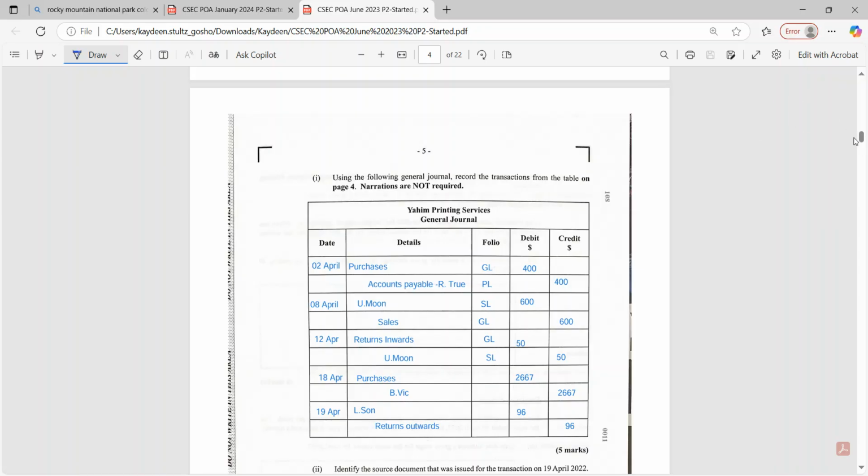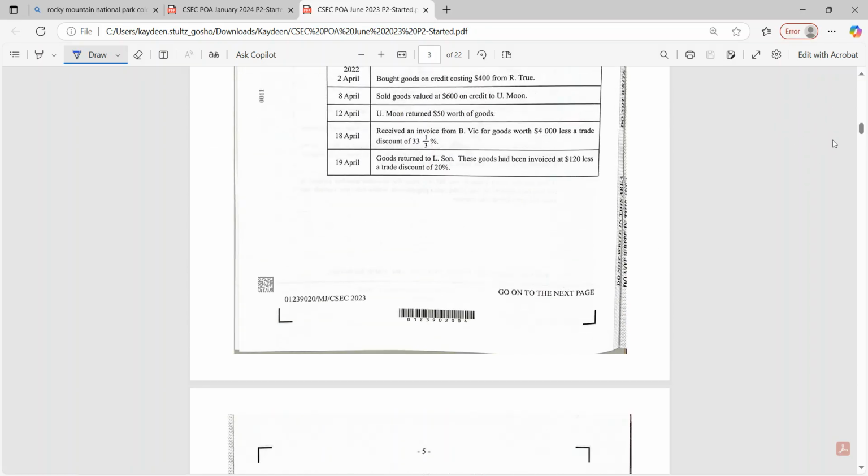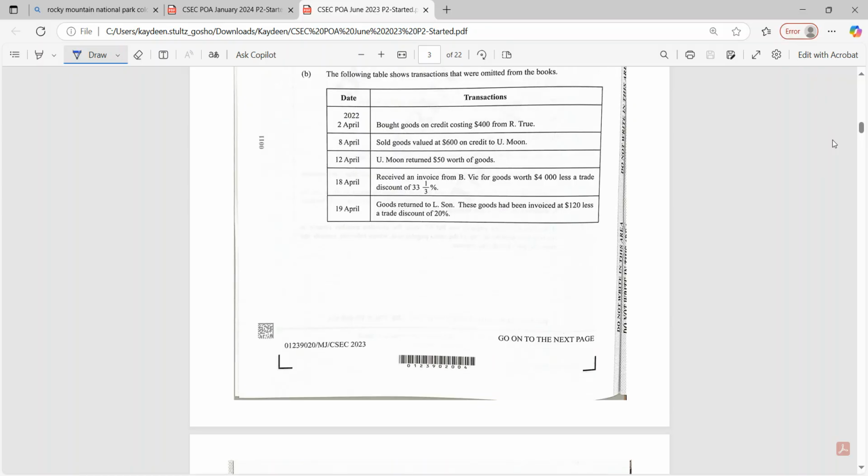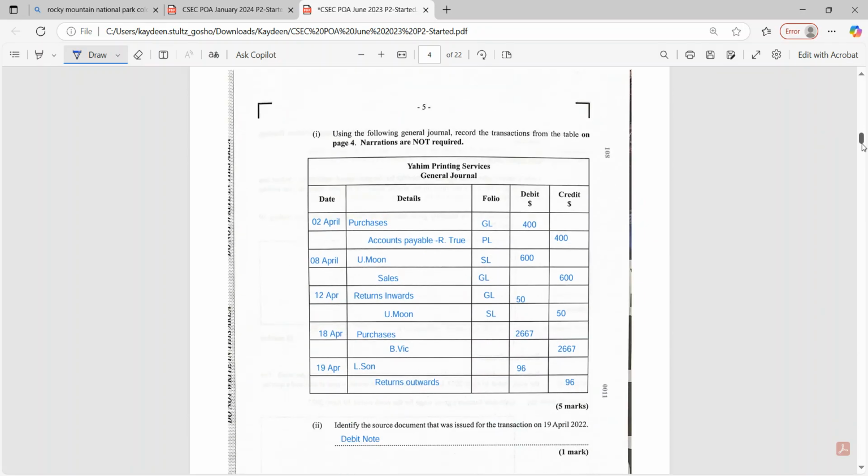Let's scroll back up. For the 8th of April, we sold goods valued at $600 on credit to U Moon. This time we're selling goods, so this person here would be a receivable, and it's $600. So you're going to debit U Moon to show that the asset U Moon, the receivables account, would be increasing, and you're going to credit sales to show that goods are decreasing, and goods is an asset. So when goods decrease, you must credit.